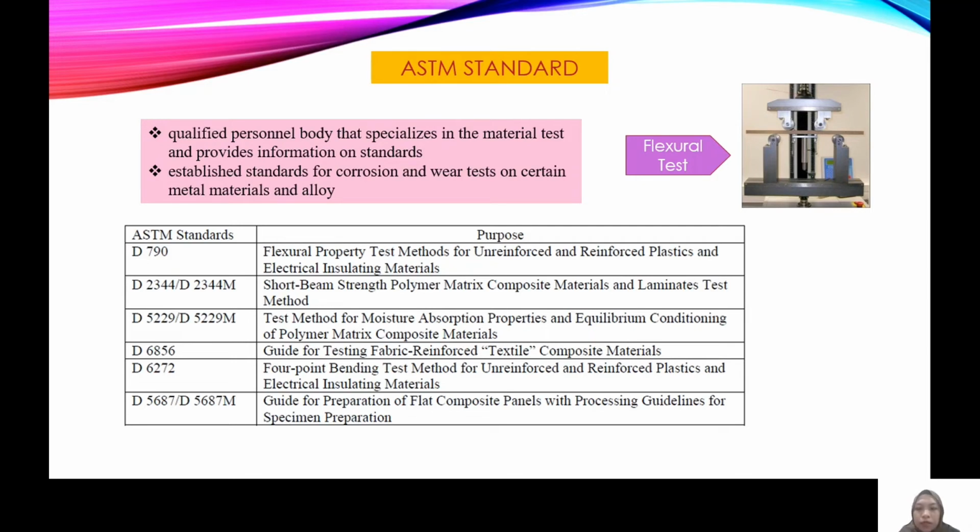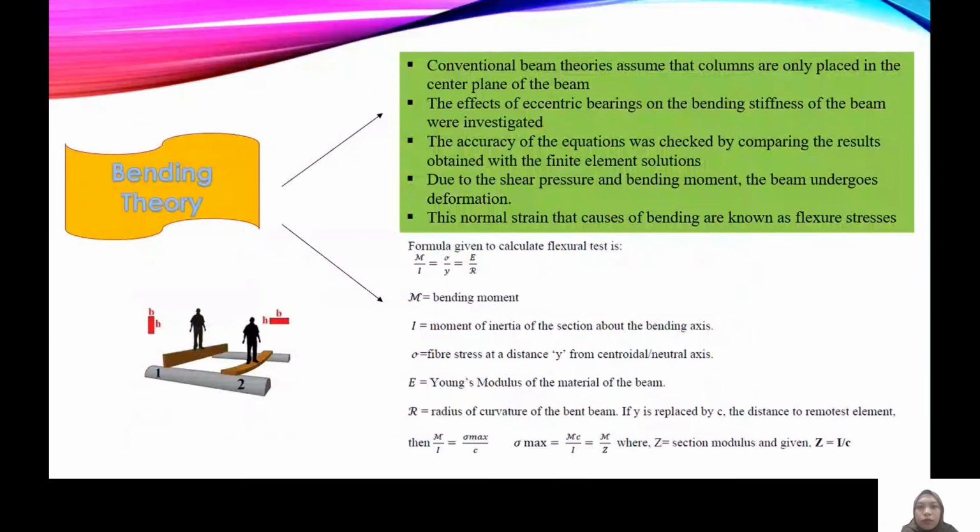The purpose of each ASTM standard is slightly different and needs to be researched and studied. The ASTM standards that are used must be suitable for the test that will be made. Next is bending theory. Conventional beam theories assume that columns are only placed in the center plane of the beam.